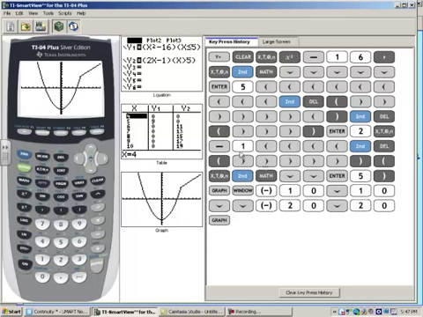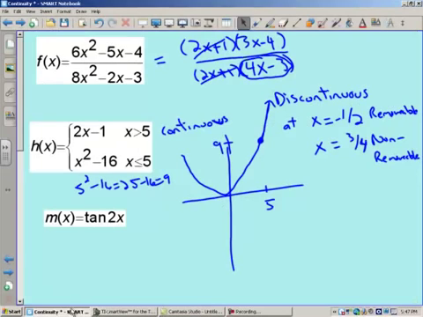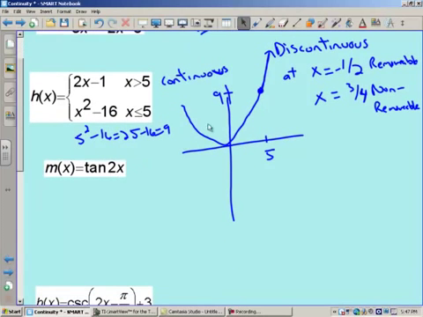You can see I've hit second math. And then the second equation is 2x minus 1 for x is greater than 5. And you can see that they meet up, and so it's not discontinuous. So you have to check and see if those y values are matching or not. And tangent of 2x is not continuous because it has vertical asymptotes.